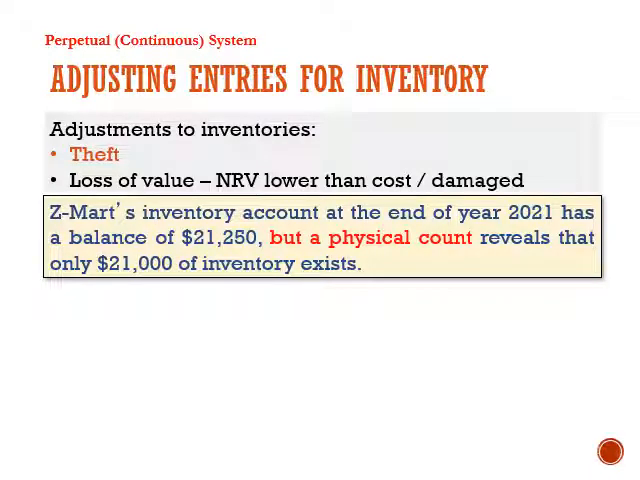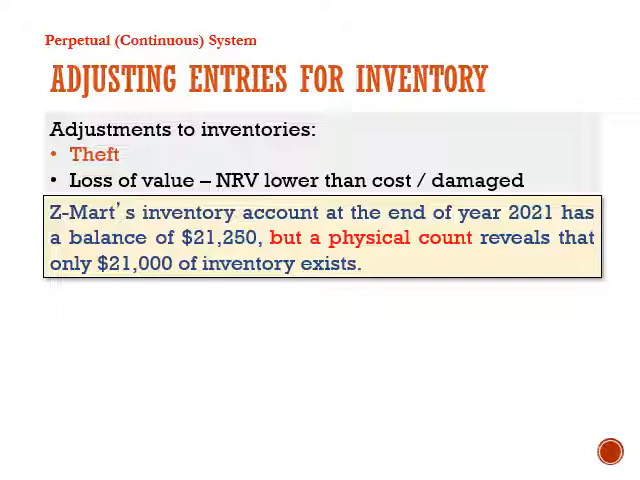A merchandiser or trader using a perpetual inventory system is usually required to make adjustments to update the inventory account to reflect any loss of merchandise or goods due to things like theft and deterioration of value. Shrinkage is the term used to refer to the loss of inventory, and it is computed by comparing a physical count or stock taking of inventory with the recorded amount.